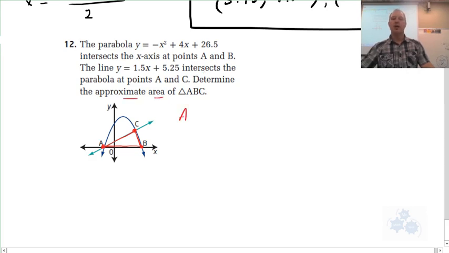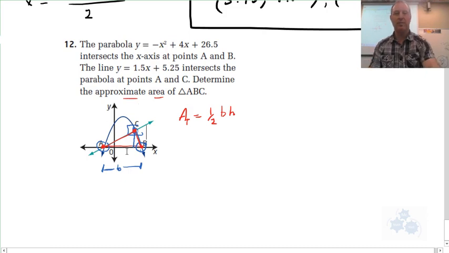So the area of a triangle is 1/2 the base length times the height. So what you're going to do is find the intersection point here at A, and find the x-intercept over here at B, and determine this length. So this is the length of the base. And then the height is going to be the distance from the x-axis to C here, which is actually the y value of this intersection point.